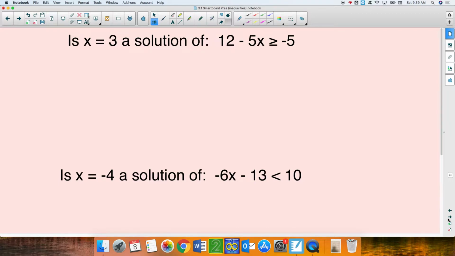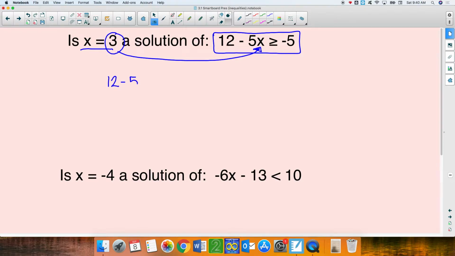Now, same idea on the second and third example, only the difference is now we have more on our inequality, so we're going to have to do some adding, subtracting, multiplying, dividing, etc. The question is: is x equals 3 a solution of this inequality? We're going to take this 3 and plug it in to our x. So we're going to write 12 minus 5 times (3). Remember, when you plug in, you use parentheses. And then the question is: is that greater than or equal to negative 5?